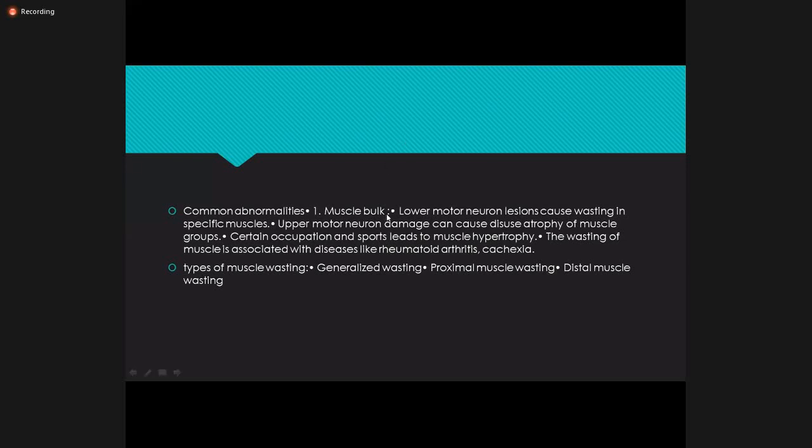Now, besides this, I have told you, you can look for the bulk. Where is the bulk loss? Bulk loss occurs in lower motor neuron lesions, which cause wasting in some of the muscles. Now, upper motor neuron lesions can cause disuse atrophy of the muscles. Sometimes certain occupational or sports injuries can lead to muscle wasting or hypertrophy, because the muscles are excessively used, so they cause hypertrophy. Now, there is generalized wasting in the muscles, besides this calf hypertrophy, which you can see in rheumatoid arthritis and cachexia.